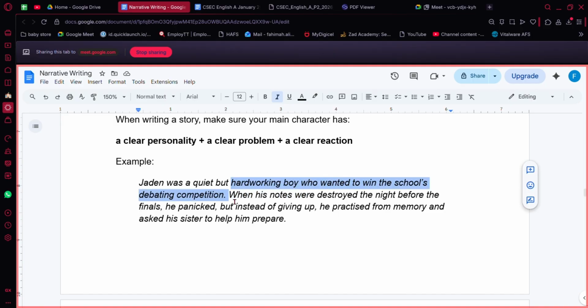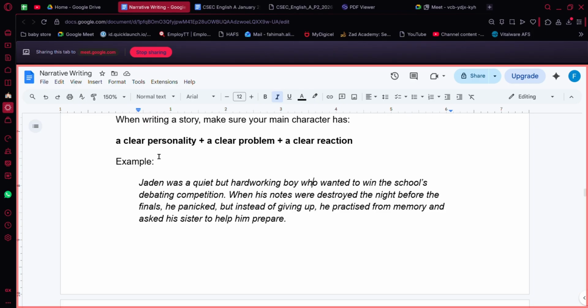His problem is that his notes were destroyed the night before the finals and he panicked. His reaction is that he panicked. But his reaction is also that he didn't give up. And this one also falls into his personality. He is not somebody who just gives up. He is somebody who's hardworking. So we have to demonstrate that now.